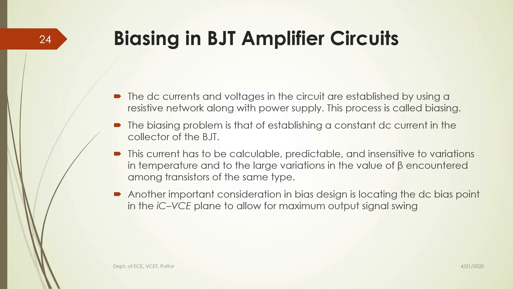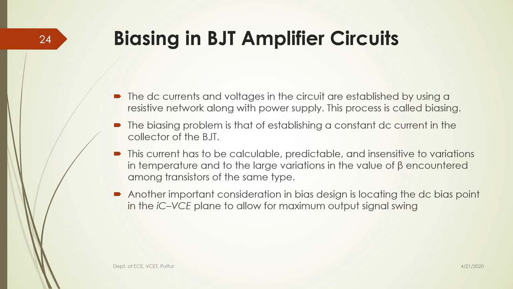So how can we achieve all these requirements? By establishing the desired values of VCE and IC. These values of VCE and IC together are known as the quiescent operating point, or Q point, also known as the DC bias point. Now the basic problem with the transistor is establishing and maintaining the proper values of VCE and IC at the quiescent point.